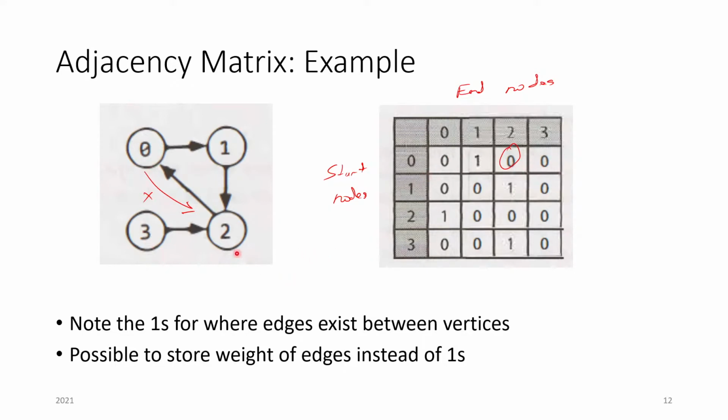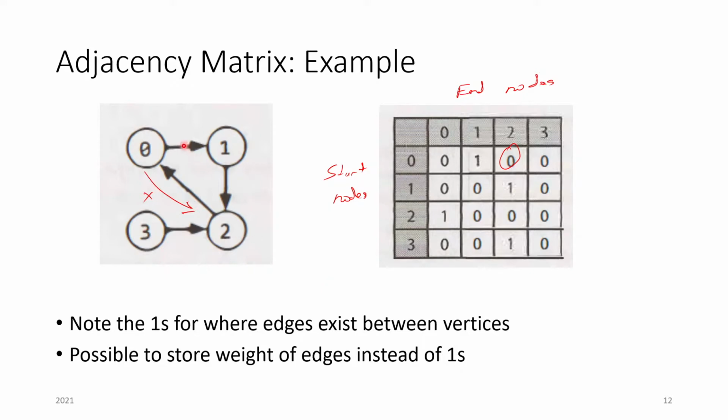Now, let's watch this in the reverse order, where we have a connection from 2 to 0. So we start at node 2 here, and then we end at node 0. Because there's a directional connection here, that's why we have this 1 in this particular case. There's no directional connection from 0 to 2, so that's why we have a 0 here. The edges in this example graph are the arrows, and the vertices are the nodes.